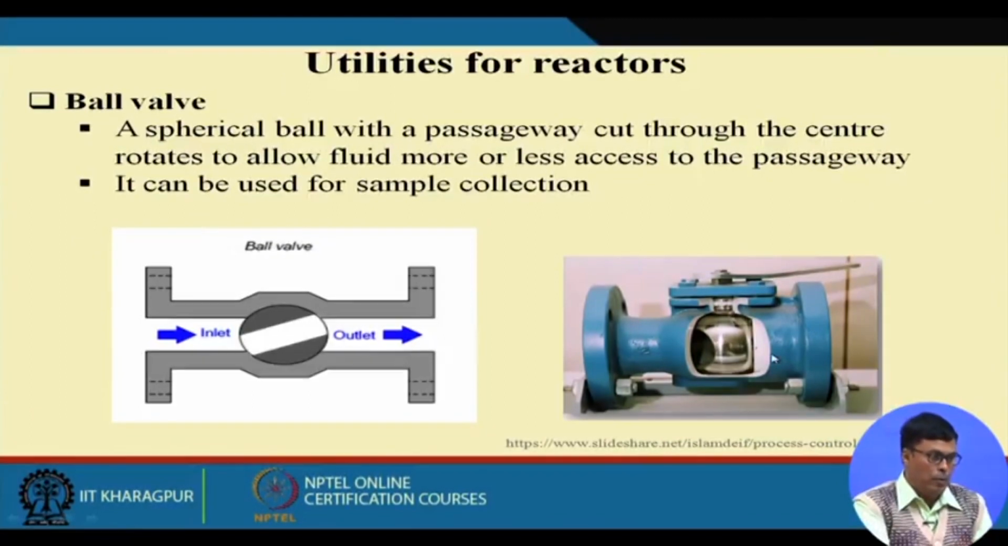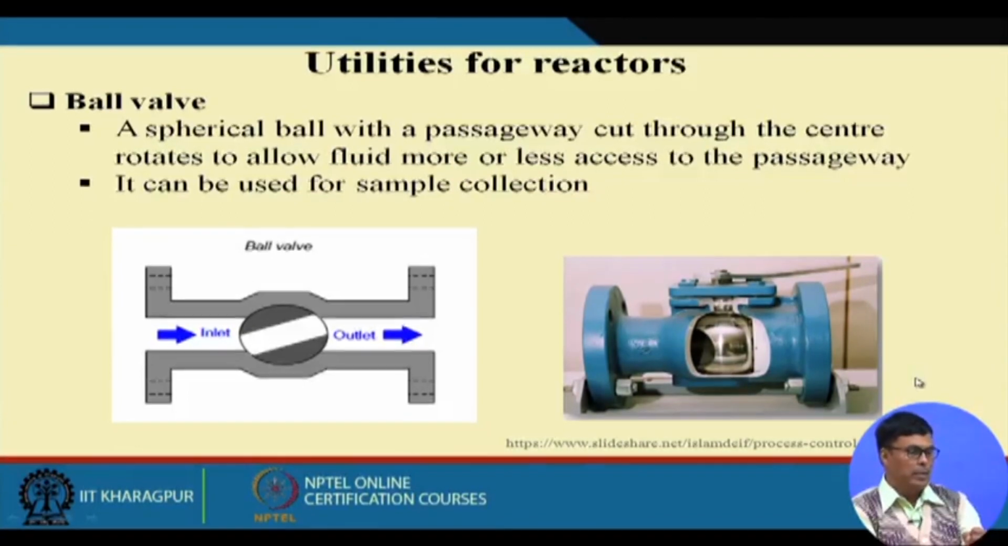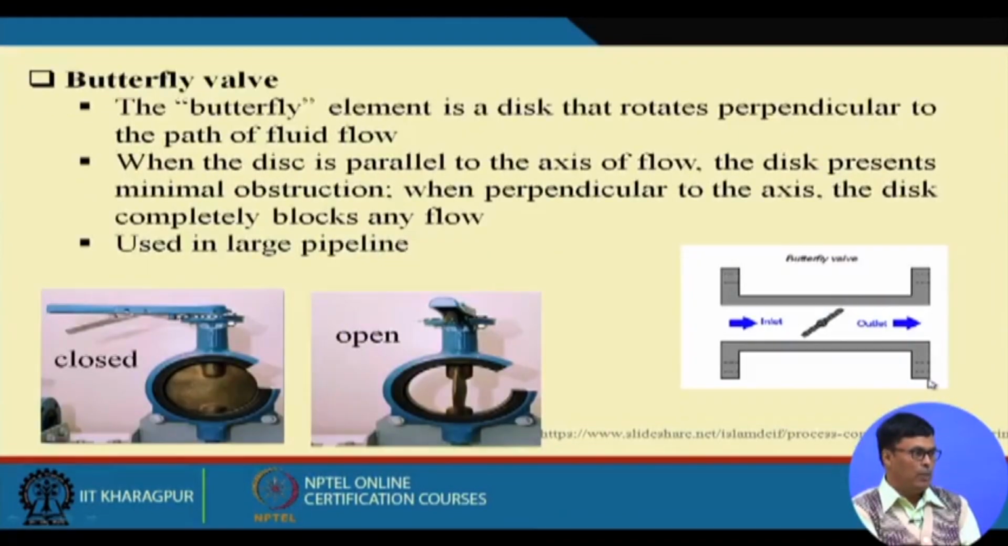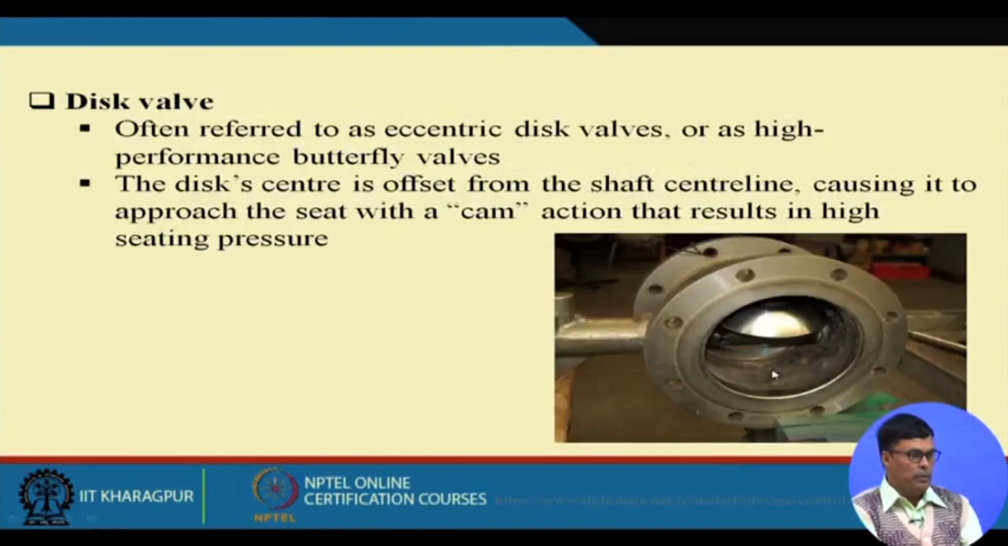When the opening comes in line with the pipeline, the liquid will flow. When this side goes into the pipeline, the flow will be arrested. So you can instantaneously close and instantaneously open. This is used for sampling purposes. Same for the butterfly valve: you can instantaneously open and instantaneously close. Then we have the disc valve.